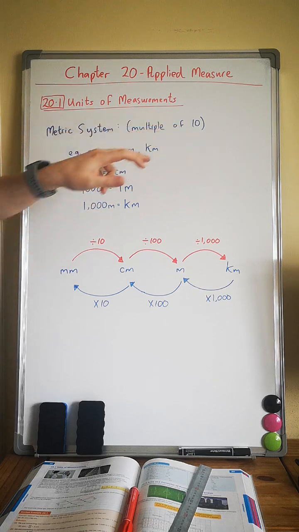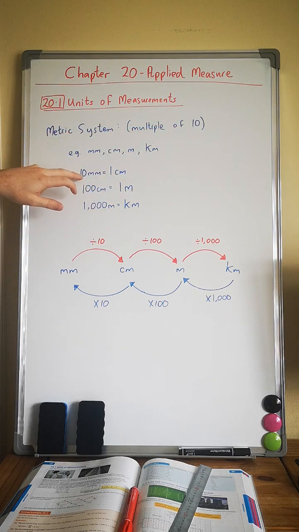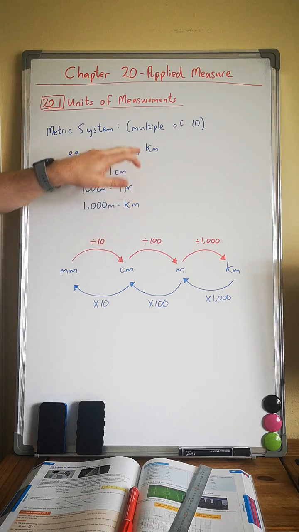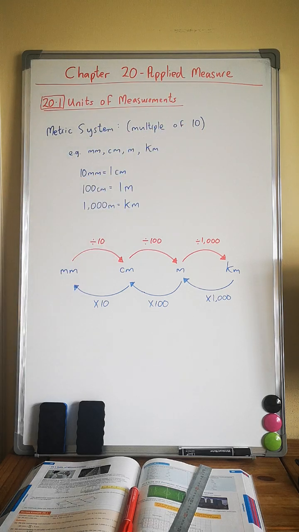So look at this, these are all multiples of 10. So 10 millimeters is a centimeter. You multiply 10 by 10, which is 100. 100 centimeters is a meter. Multiply 100 by 10, which is 1,000. 1,000 meters is a kilometer. It's all multiples of 10. It's all very nice. There's other systems that say America use that aren't as nice. So we're really used to this.